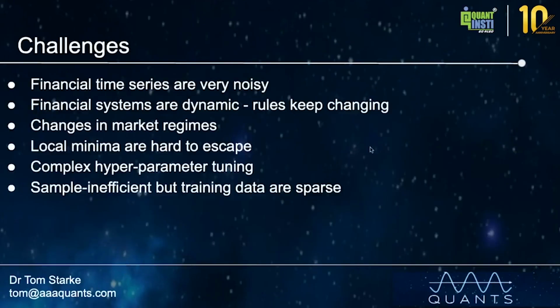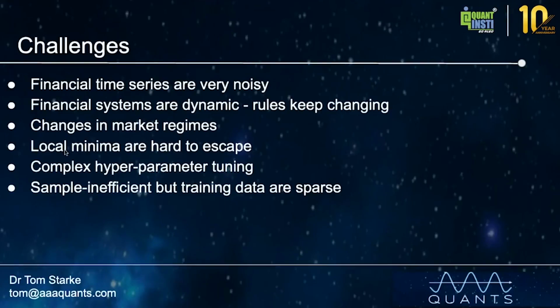So now that we've seen some results, I want to talk about a few challenges that we can see in reinforcement learning. One of them is that financial time series are clearly very noisy, and they will give us a hard time. The other problem is that financial systems are generally very dynamic, so the rules often keep changing. There could be regulatory rules, market rules, for example, the transition from pit trading or open outcry trading to electronic trading and so on. Then we have changes in market regimes, for example, from trending to mean reverting.